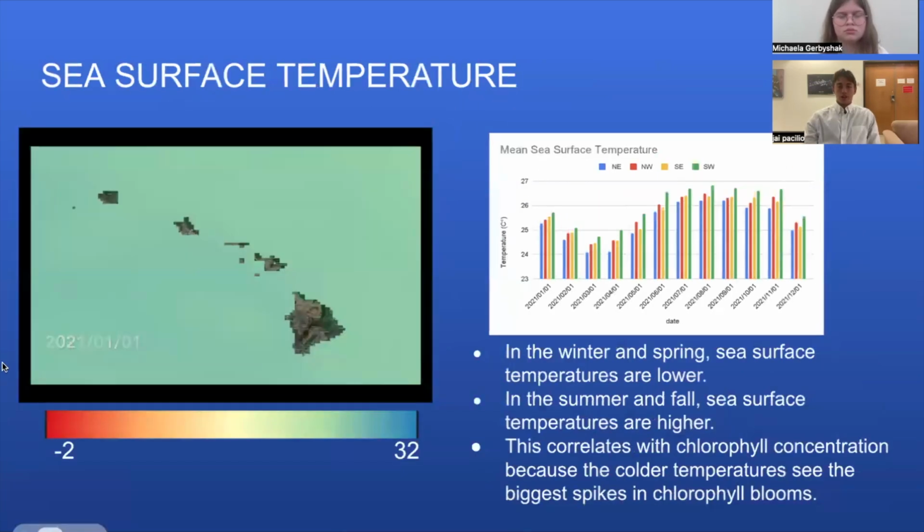Sea surface temperature is the measure of the ocean's temperature. We measured the mean sea surface temperature. We also measured it in Celsius. In the winter and spring, sea surface temperatures are lower because of the cooler atmosphere, whereas in the summer and fall, sea surface temperatures tend to be higher as the weather is warmer. This correlates with chlorophyll concentration because the colder temperatures see the biggest spikes in chlorophyll blooms.